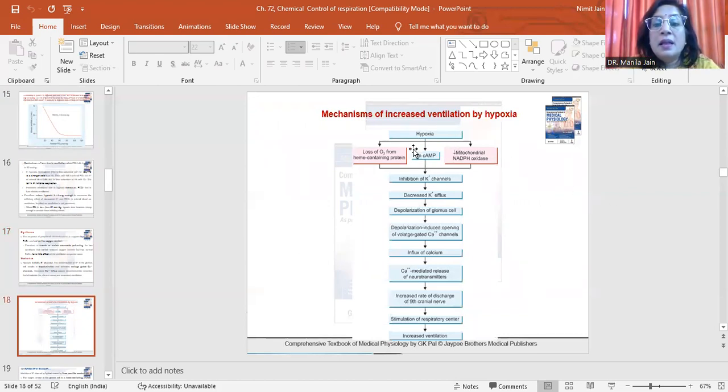So hypoxia increases cyclic AMP, inhibition of the potassium channels, decreased potassium efflux, depolarization of the glomus cells, depolarization-induced opening of the voltage-gated calcium channels, influx of calcium, calcium-mediated release of neurotransmitters, increased rate of discharge of the carotid nerve, stimulation of the respiratory center, and increased ventilation. So this is the mechanism of increased ventilation by hypoxia via the loss of oxygen from the heme-containing protein and decreased mitochondrial NADPH oxidation.